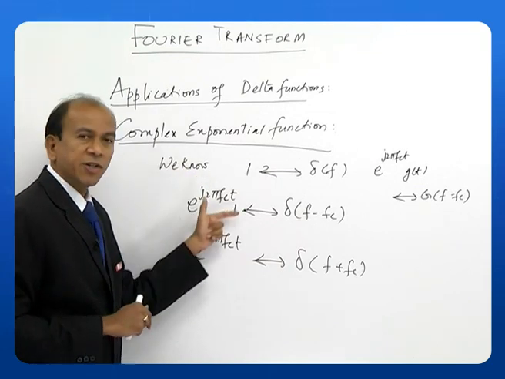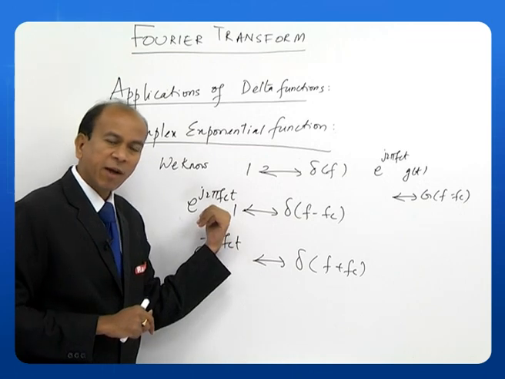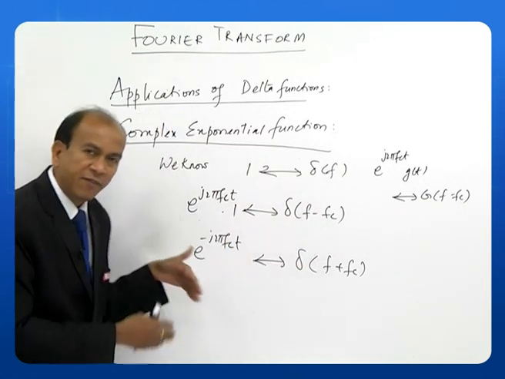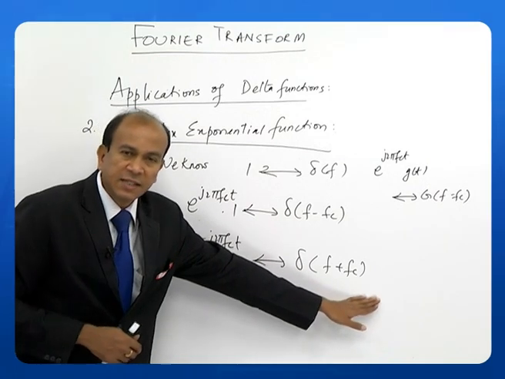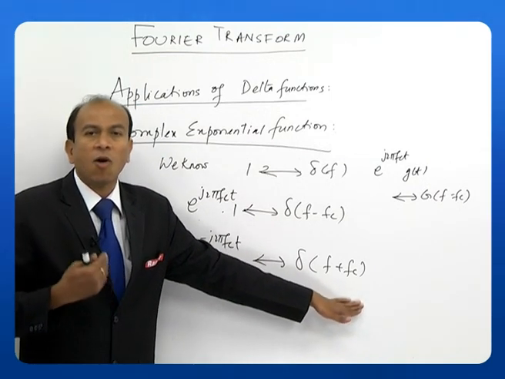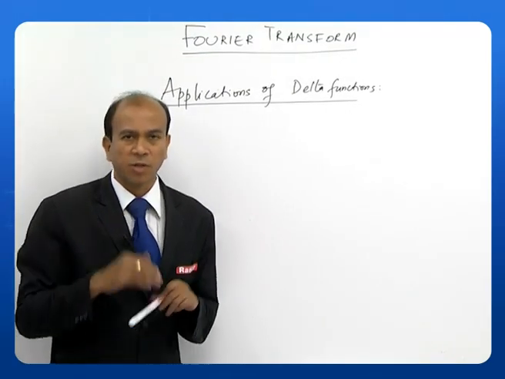the exponential component here. So, if it is e to the power of j2 pi fct, it will be delta of f minus fc, and if it is e to the power of minus j2 pi fct, it will be delta of f plus fc. So, this is the second application of your delta function. Now, let us look at the third application, that is about a sinusoidal function.